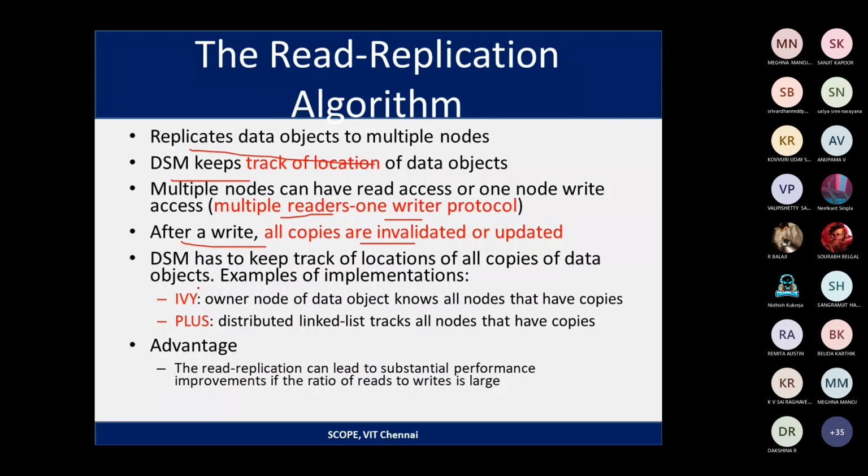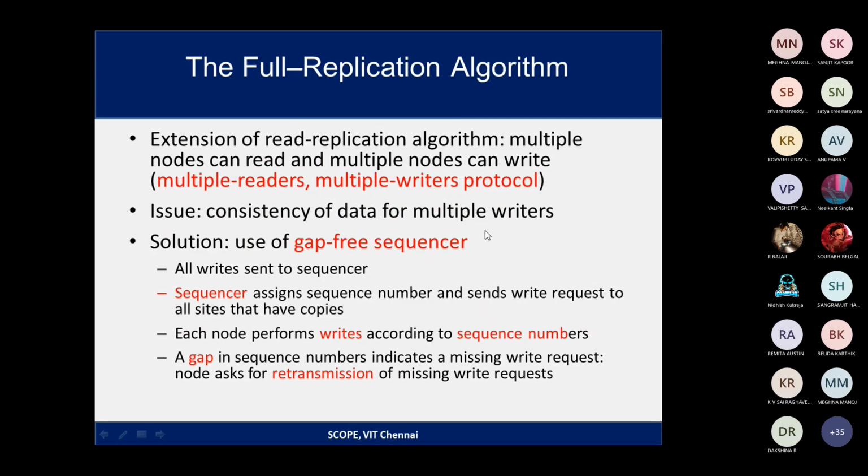We have some implementations of DSM which keep track of all locations of copies of data objects. Examples are IVY implementation and PLUS. In IVY implementation, the owner node of a data object knows all the nodes that have copies. In PLUS, a distributed linked list tracks all the nodes that have copies. The advantage is that read replication can lead to substantial performance improvements if the ratio of reads to writes is large.